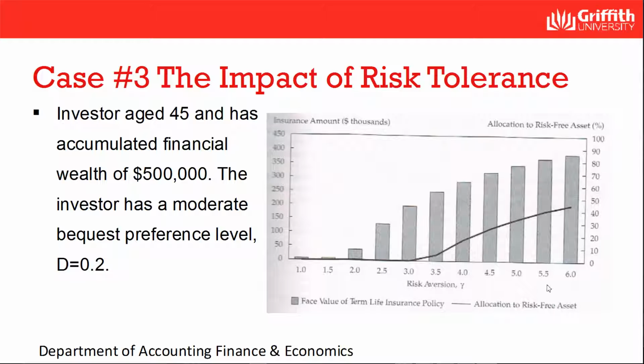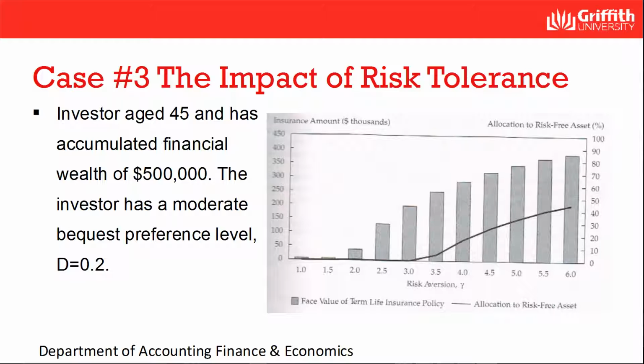So we have a risk aversion along the bottom. Allocation, which is the line to the risk-free asset, increases as the risk aversion increases. Optimal portfolio is 100% in stocks for risk aversion levels less than 2.5. The optimal amount of life insurance follows a similar pattern. Optimal insurance demand increases with risk aversion.